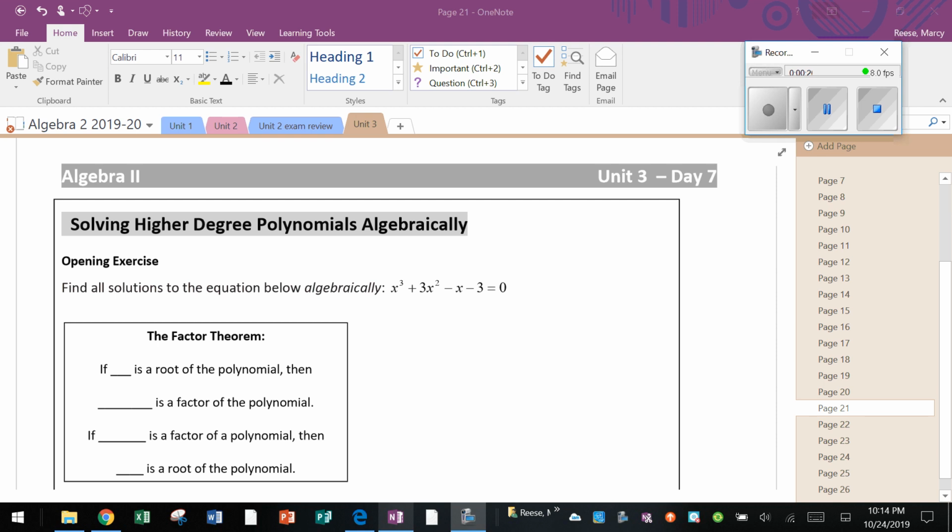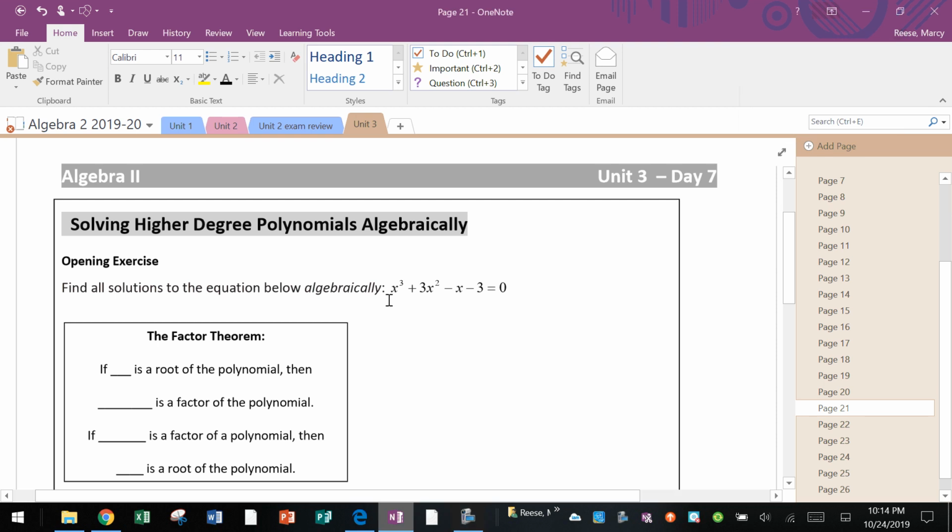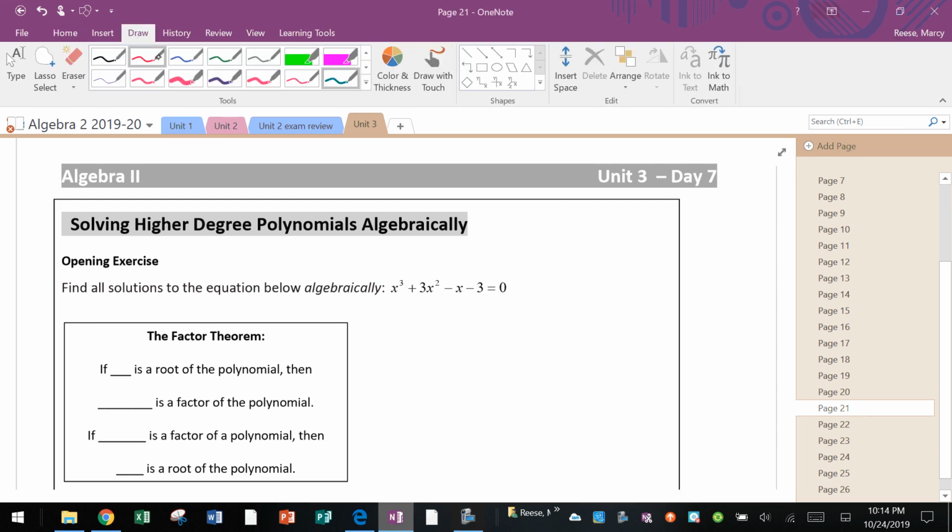Okay, open exercise. We're going to find all the solutions to the equation below algebraically. Just like we had done before, if we had looked at our 4 terms and I had said find the solutions, you're going to factor. And it's 4 terms, so you're going to group. We're going to take an x squared out of here, and we're going to take a negative 1 out of here, and they're both going to be x plus 3.